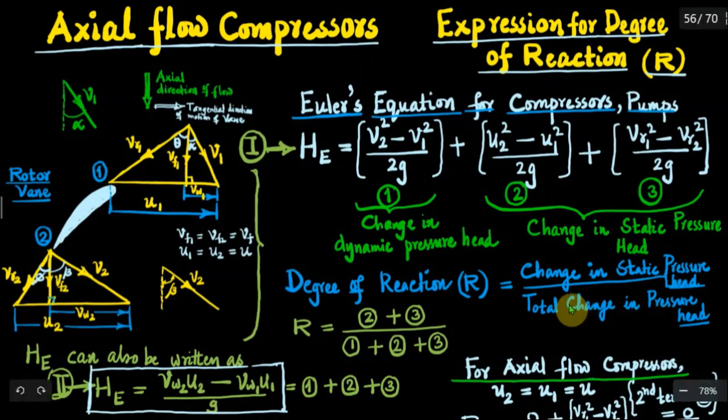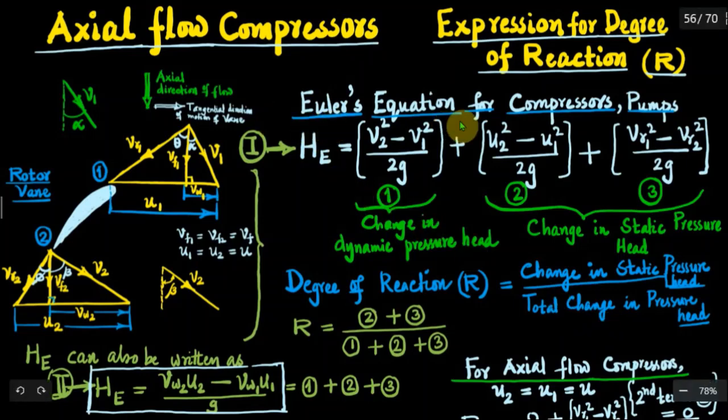It is expressed in terms of enthalpy also. So, in terms of enthalpy, the degree of reaction is defined as the ratio of change in static enthalpy of the fluid that takes place during a rotor stage divided by the total change in static enthalpy during one complete stage. As you know, one complete stage means it comprises of a rotor stage and a stator stage.